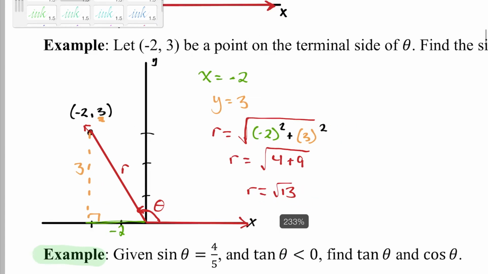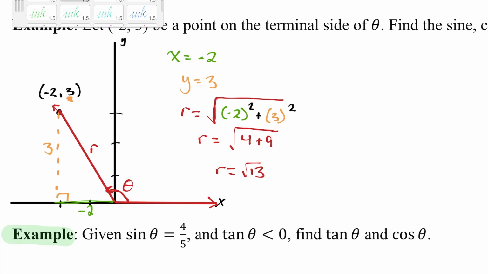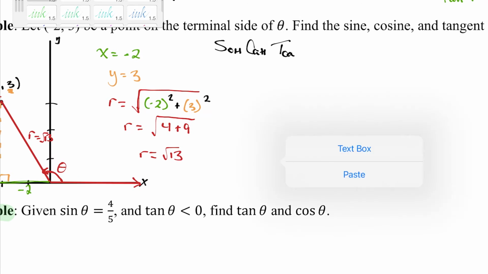And I can't simplify square root of 13 anymore, so it's just going to be left as square root of 13, and that is my hypotenuse. So now I can use my SOHCAHTOA in order to find my sine, cosine, and tangent. So remember, sine is always our y over our hypotenuse.